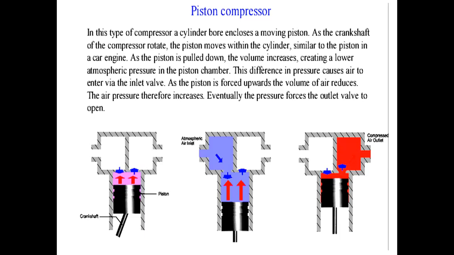This difference in pressure causes air to enter via the inlet valve. As the piston is forced upward, the volume of air reduces. The air pressure therefore increases. Eventually, the pressure forces the outlet valve to open.